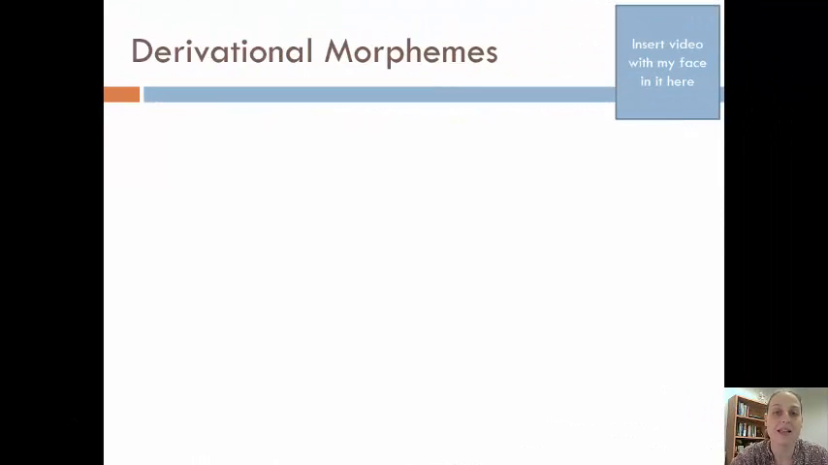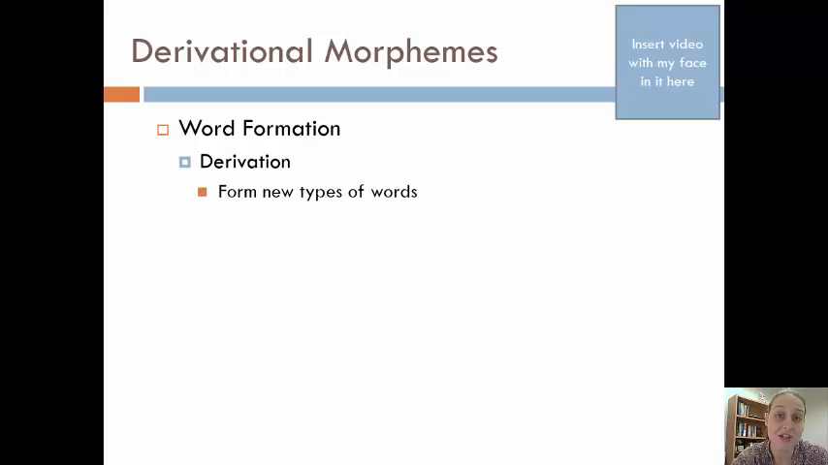Okay, so within that lexical category, we find two different types of morphemes: derivational and inflectional. Let's go over derivational first. So derivational morphemes are morphemes that attach to words to form new types of words. Okay, so let me give you an example. We start with the word health, right, which is a noun, and we add the suffix full, which makes it an adjective, and we add the suffix ly to make it an adverb.